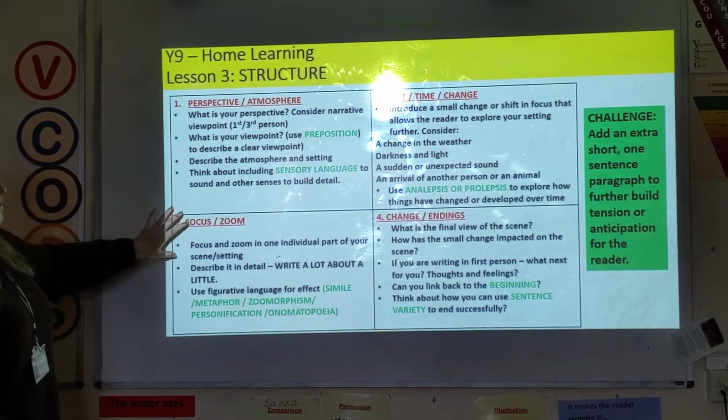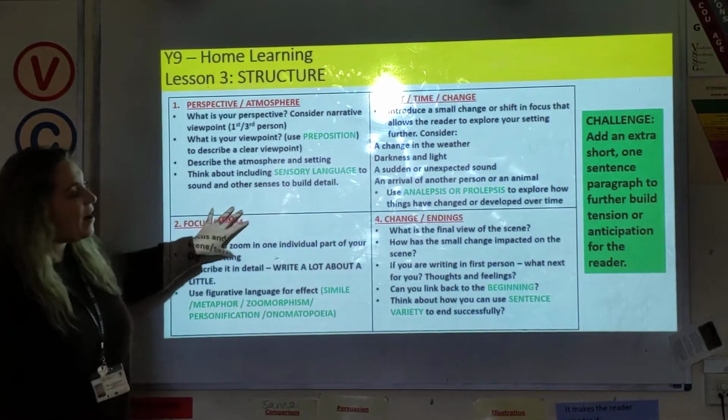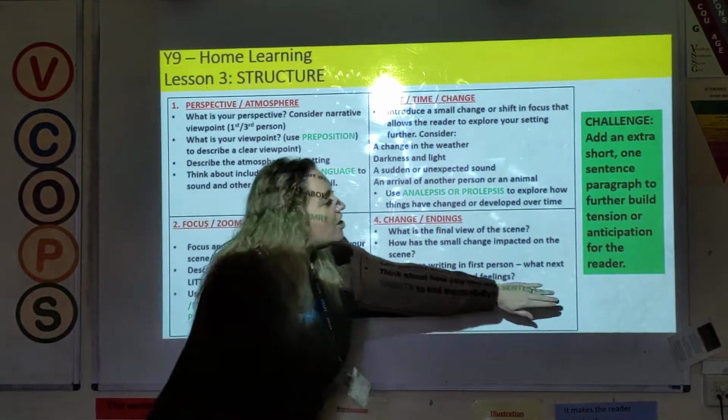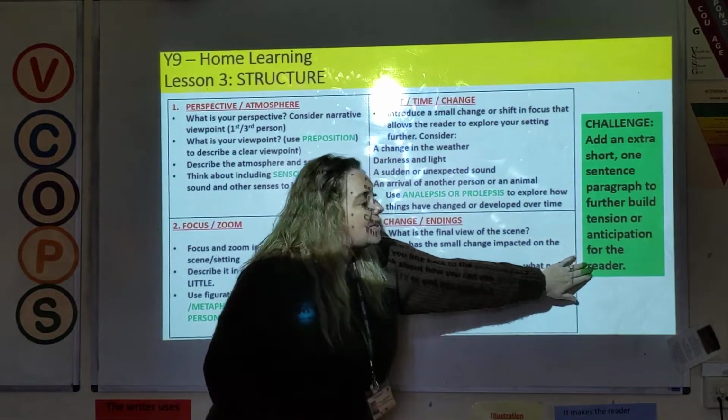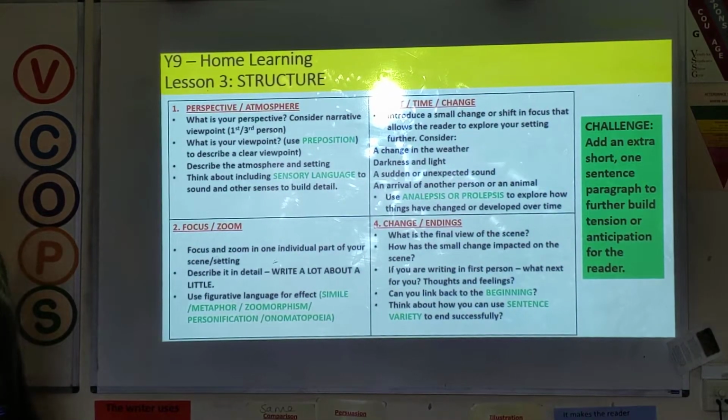So what we've done here for you is we've organised it into 4 sort of topics or paragraphs. Okay, and I've said here, don't forget to try and add that short 1-sentence paragraph, where you can build tension and build anticipation for the reader.